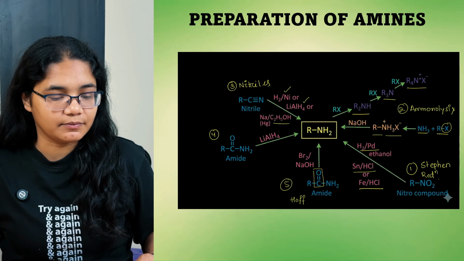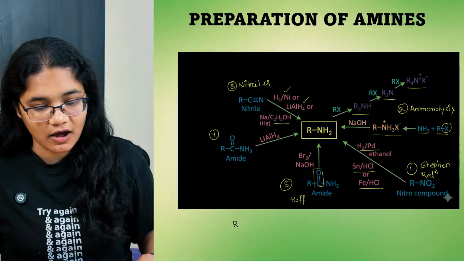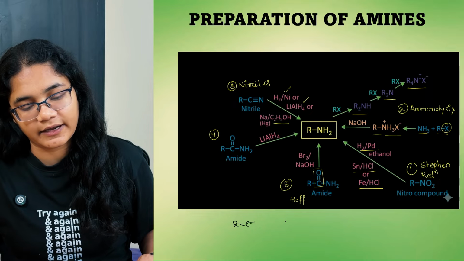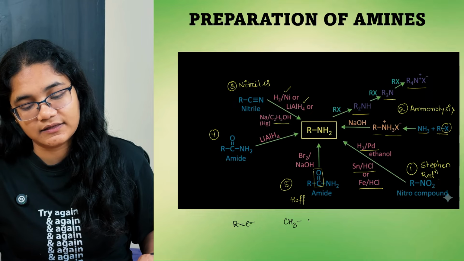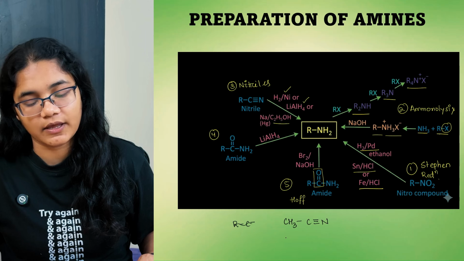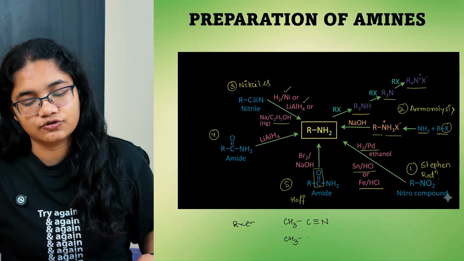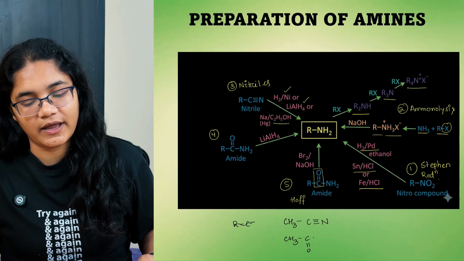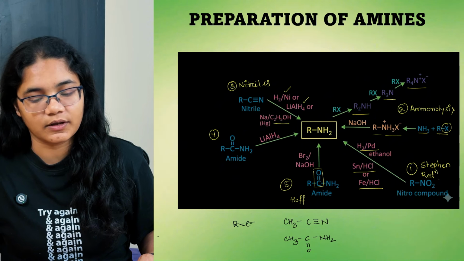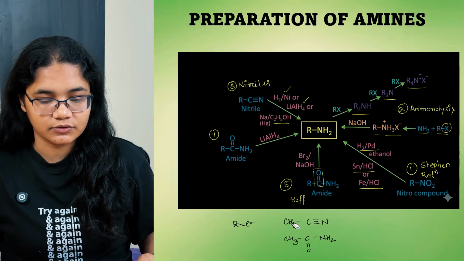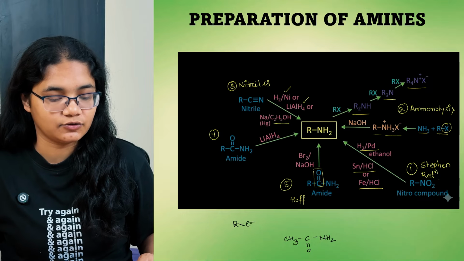So if I give you an example here, if you have R-C triple bond N, or let me take CH3-C triple bond N, and you have CH3CONH2, okay, just a minute. So there's no example for nitrile, it is not relevant here.